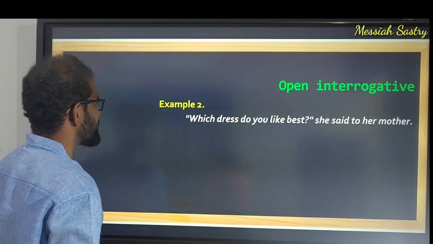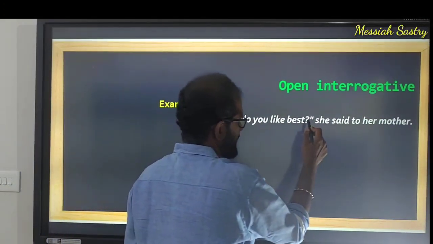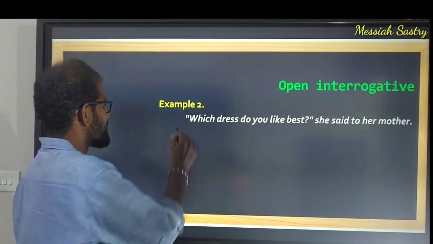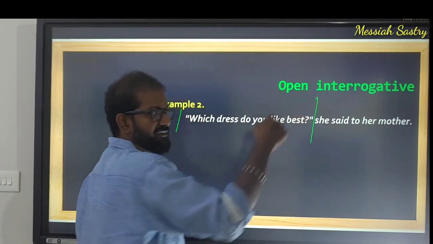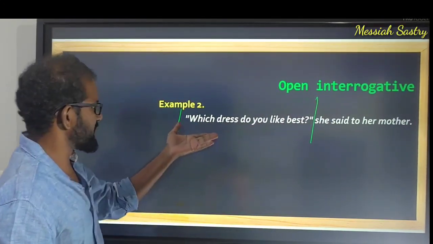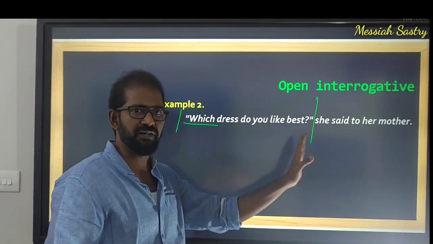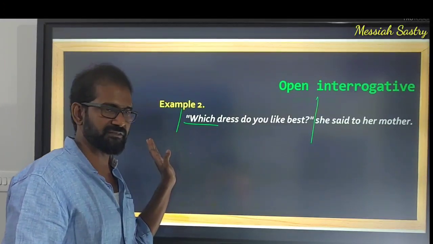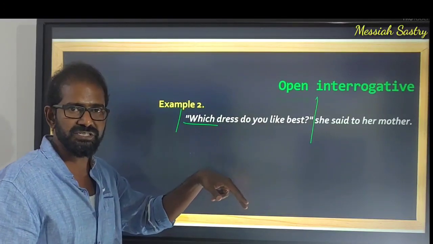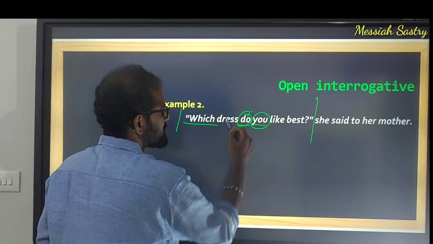Let's take another example. Second example. Which dress do you like best? She said to her mother. What is the reported clause? Reported clause, the sentence which is in inverted commas. What kind of sentence is this reported clause? Which dress do you like best? Which is a question word. The sentence begins with a question word. It doesn't mean that it's an open interrogative. Let us see whether there is inversion or not. Question word should be there. Whether inversion is there or not, that we'll see. Do you? So there is inversion.